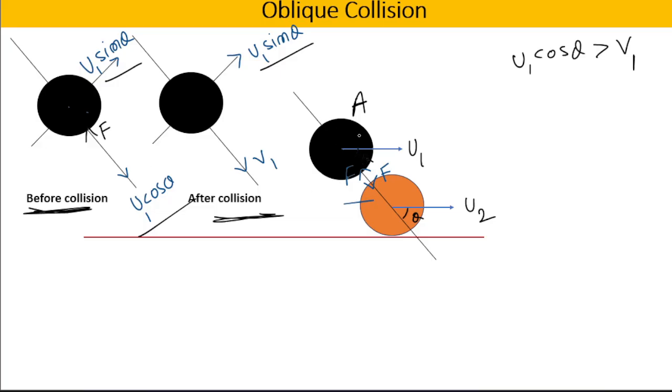अगर तुमसे कोई ये पूछता है कि in which direction body A will move after collision. So before collision, body A was moving in which sense? In this sense, right? After collision, what is happening? Before collision, u1 velocity is the resultant of u1 sine theta and u1 cos theta. And after collision, net velocity will be the resultant of u1 sine theta and v1, right? And you just check u1 cos theta is greater than v1, yani ki v1 is less than u1 cos theta.